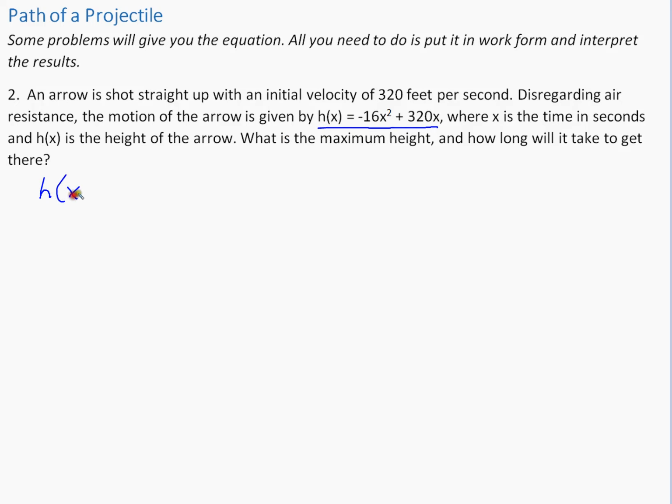So what we're going to do is we're going to do h of x equals -16x squared plus 320x. We're going to put this in work form. So this is good practice for completing the square. We're going to factor out a -16. We have x squared. We can think, what's 320 divided by -16? And that's going to be -20.